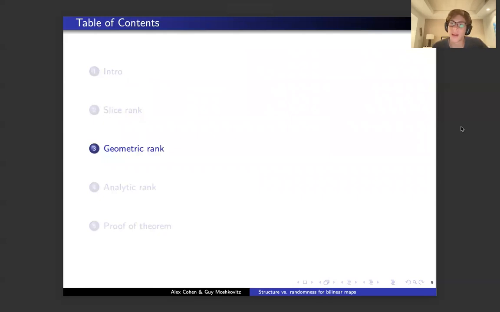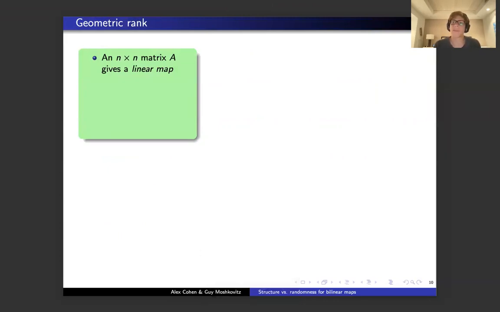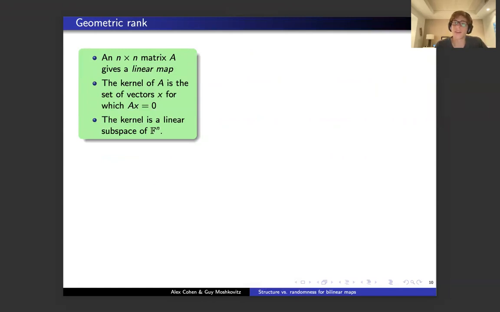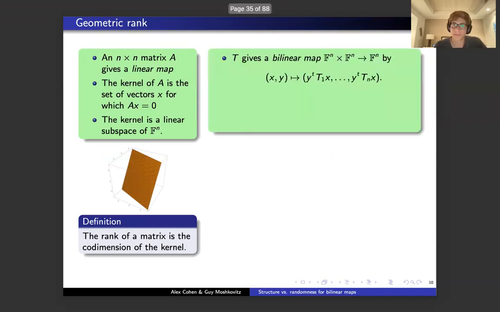Okay, now I'm going to talk for a moment about geometric rank. So recall that given an n by n matrix, we get a linear map which maps from Fn to Fn. And the kernel of the matrix A is a set of vectors X which map to 0. This is a nice linear subspace of Fn. Once we have the kernel, we define the rank to be the codimension of the kernel. So the larger the kernel, the smaller the rank.